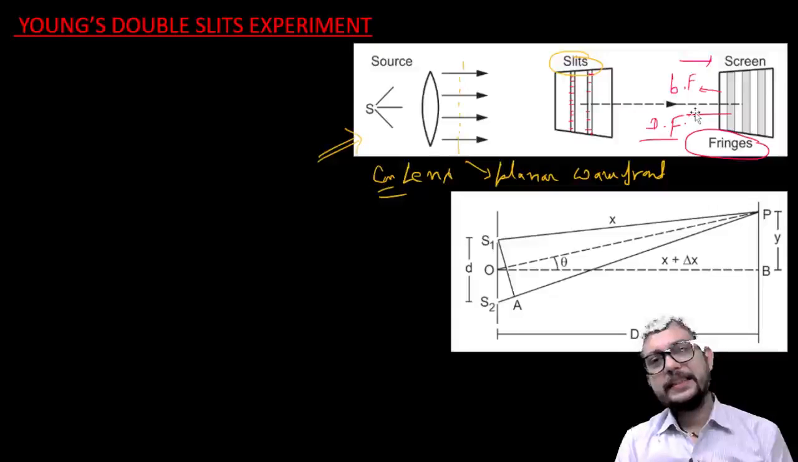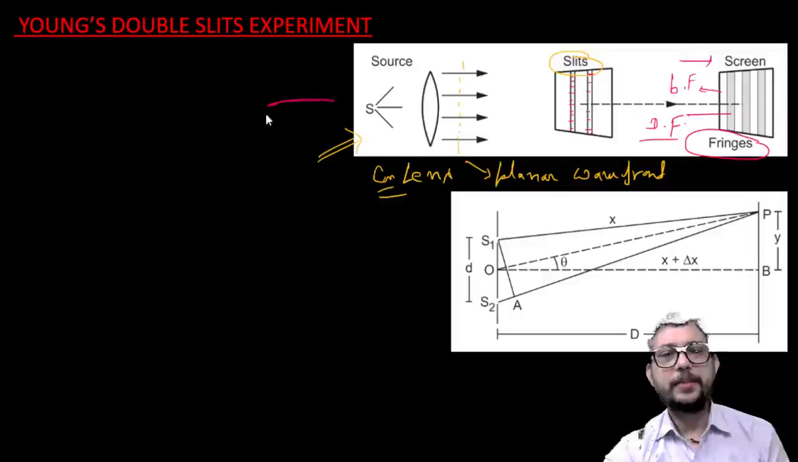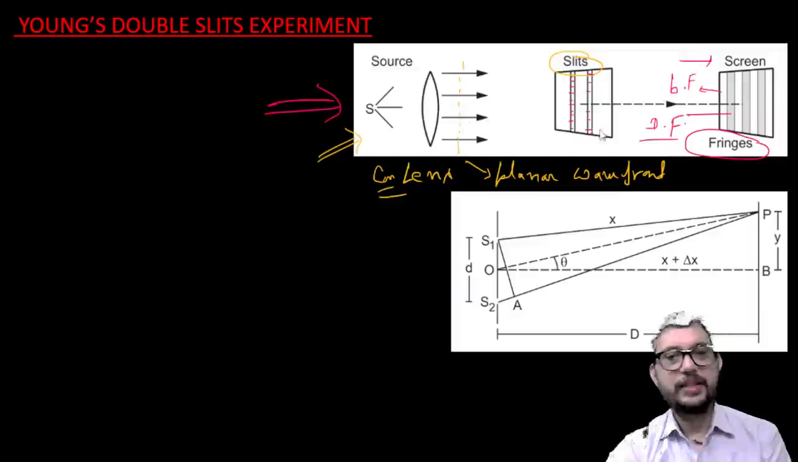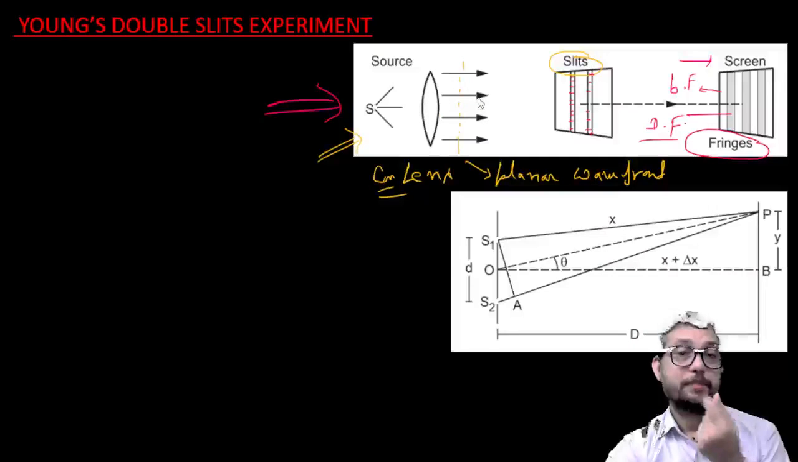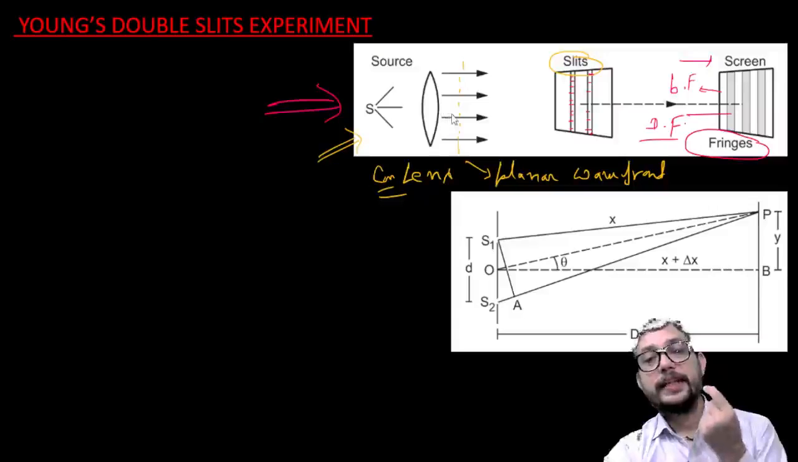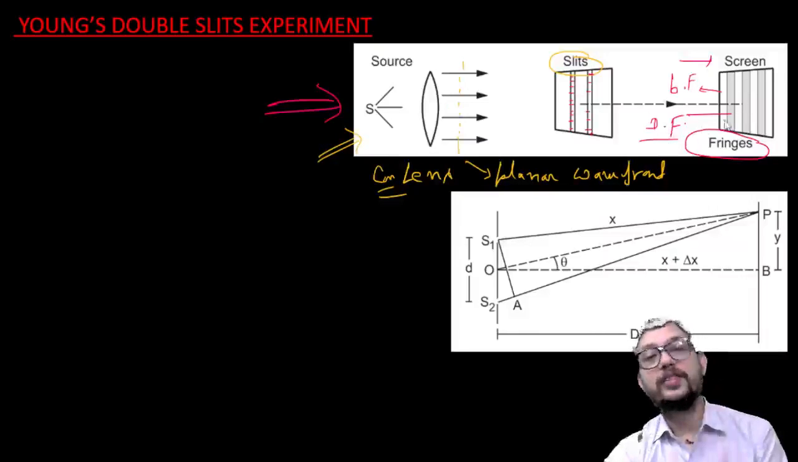Now we will see the mathematical setup of this experiment. Okay, so this is the main setup. As you can see here, we have source, we have lens, we have slits, we have screen. The light originates from the source, falls on the convex lens, becomes parallel, and we get a planar wavefront that falls on the slits, and from the slits we get the waves, and due to the superposition of the waves we get the bright fringe and the dark fringe on the screen. So this is your basic setup.